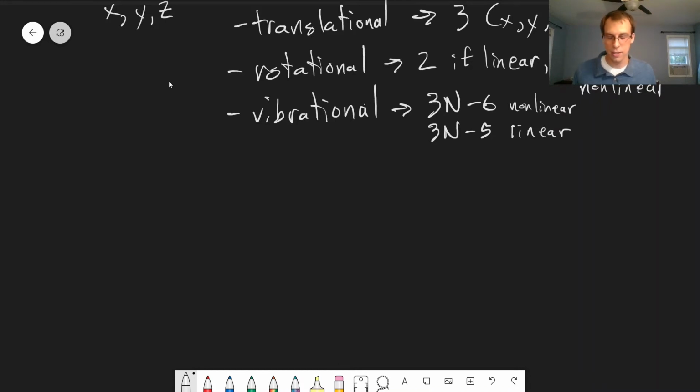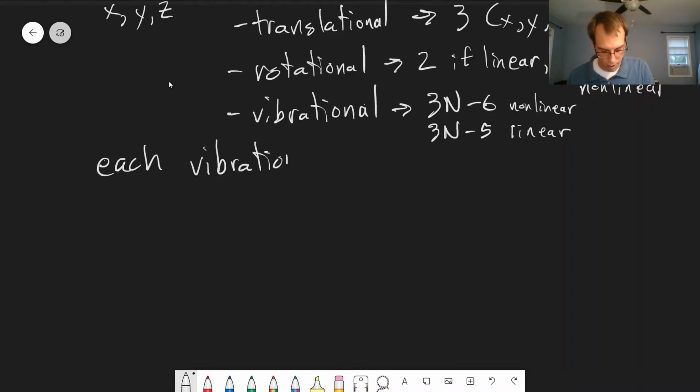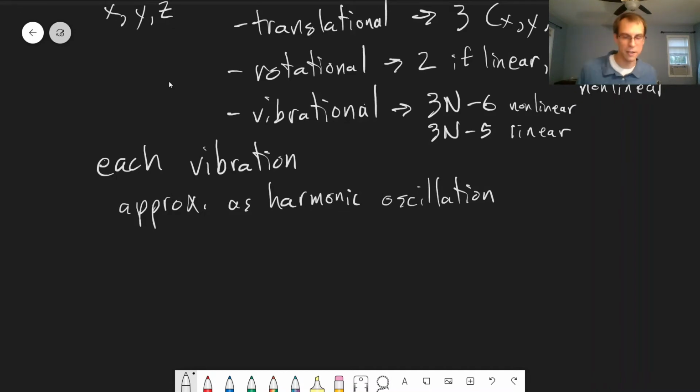Now we can describe each of these vibrations. Each vibration we can approximate as a harmonic oscillator. And we get basically the same energy level expressions we did for a diatomic. There's more to it than that, but that's the simple version. And we can kind of treat our molecule as these vibrations acting completely independent of each other. Of course, that breaks down, but that's sort of our starting point. And so we can use this to predict how many vibrations we'll have for particular molecules.